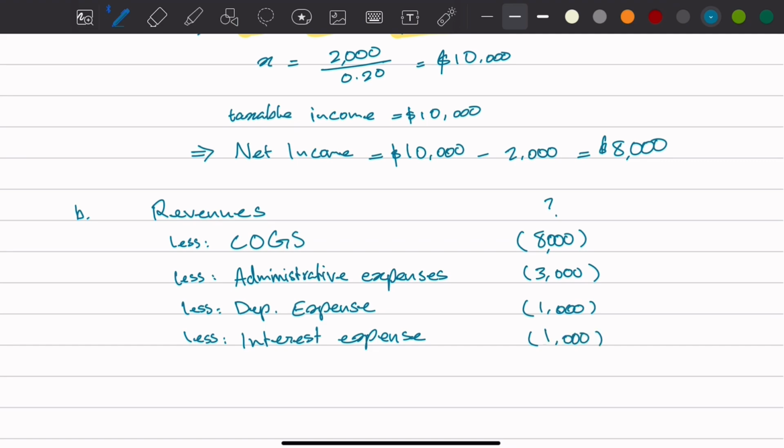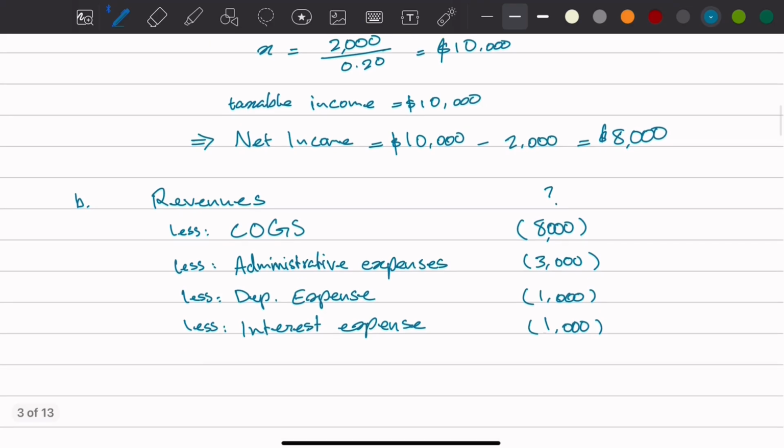$1,000. Okay. Now the revenues minus all of these expenses are going to give us the taxable income, right? And the taxable income in our case was $10,000, as we have calculated in the first part, right? $10,000. All right.